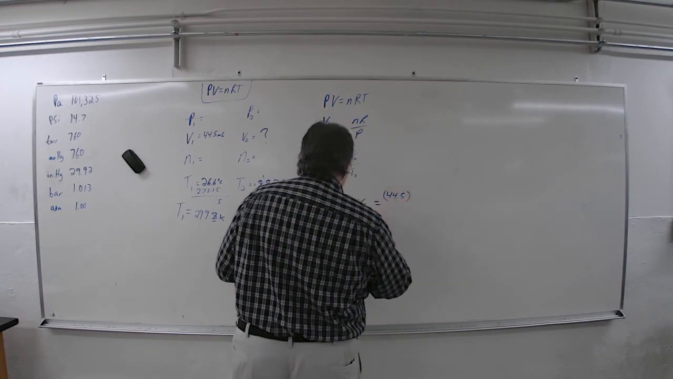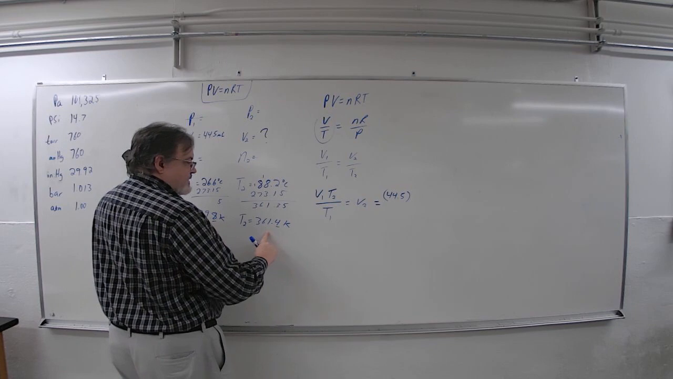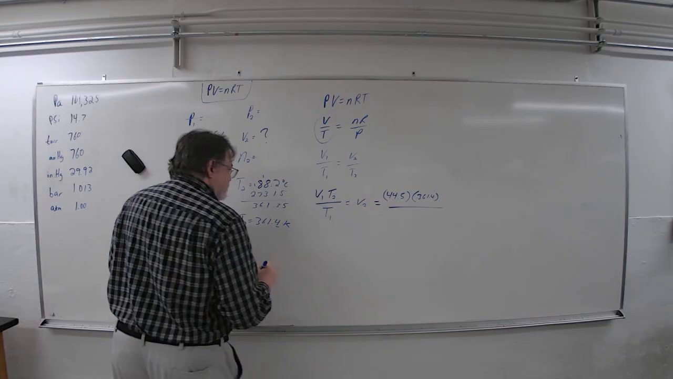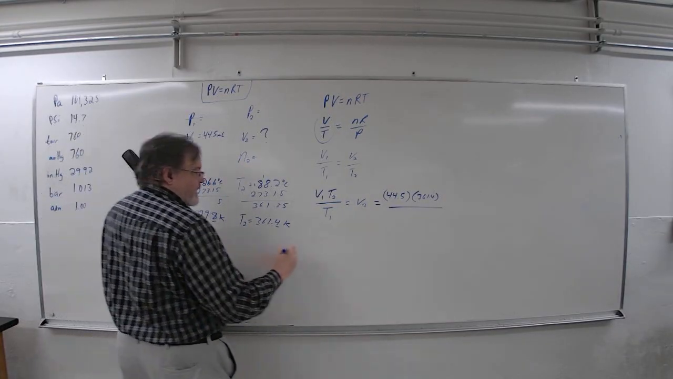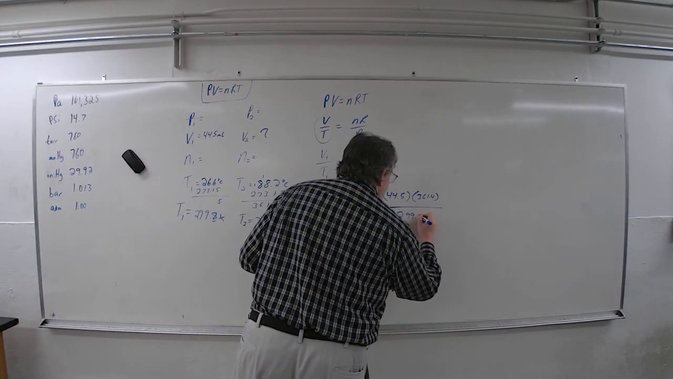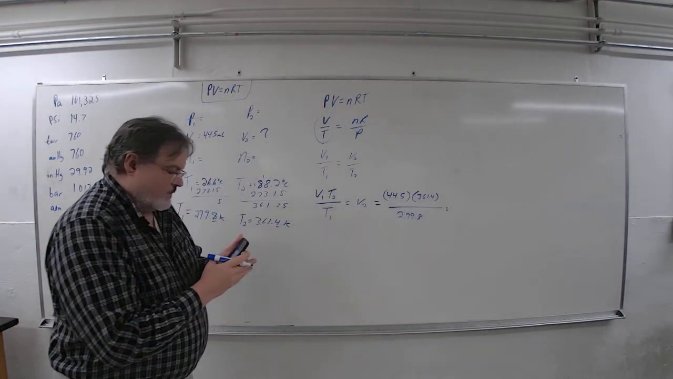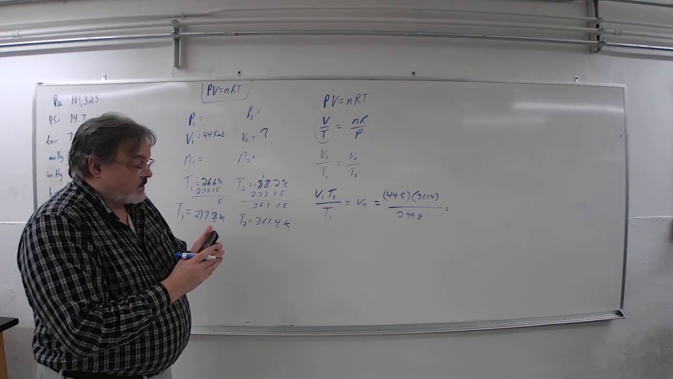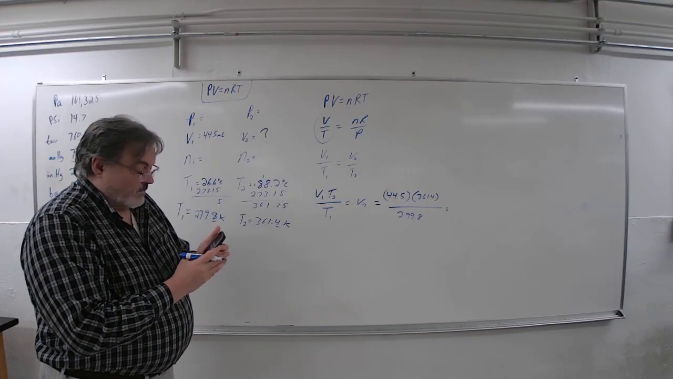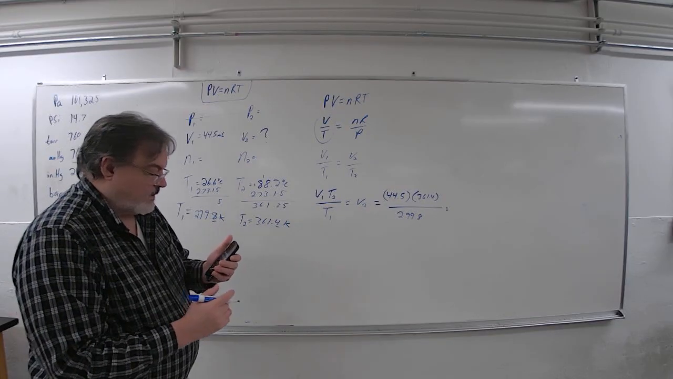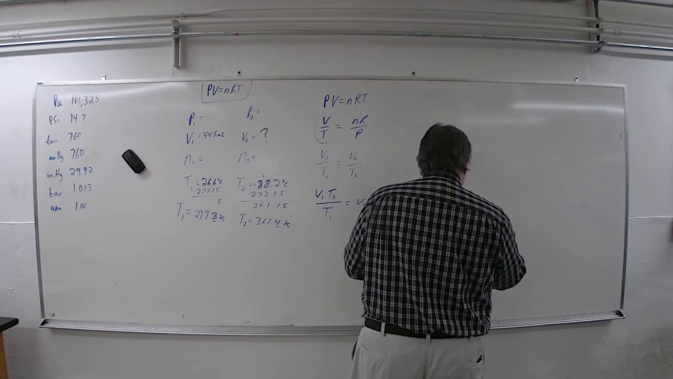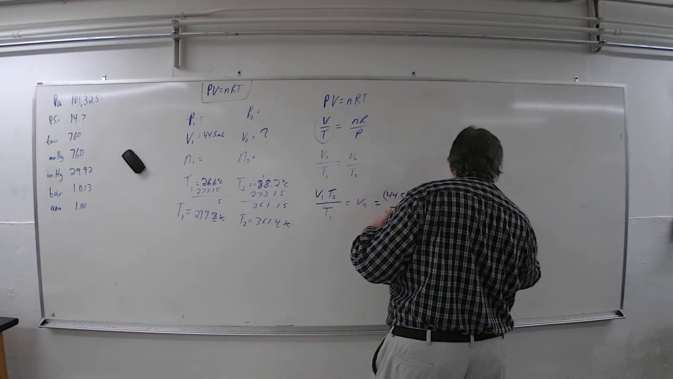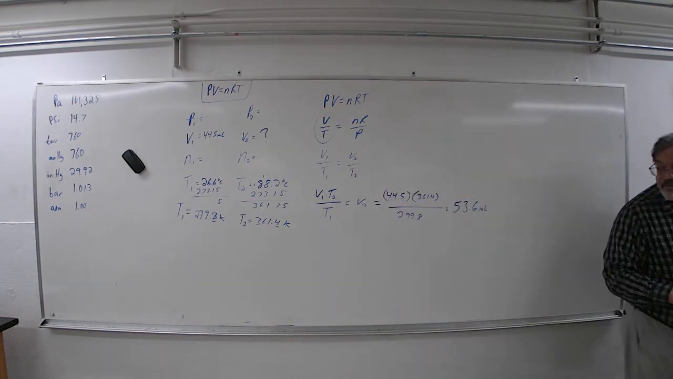V1 is 44.5. T2 is 361.4. And T1 is 299.8. That equals 44.5 times 361.4 divided by 299.8. 53.6, and it will be in milliliters.